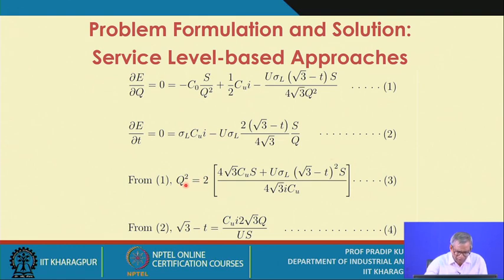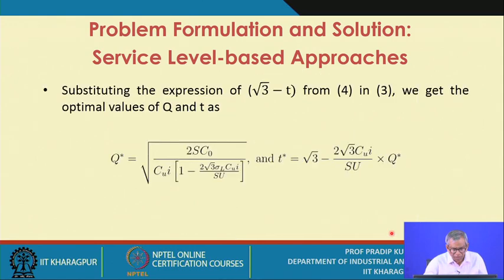So first you get the expression for Q square, that is equation number 3, and from equation 2 we get these expressions, which is referred to as equation number 4. Now substituting the expressions of root 3 minus t from equation 4 in equation 3, I have explained all the steps, we get the optimum values of Q and T as this one.